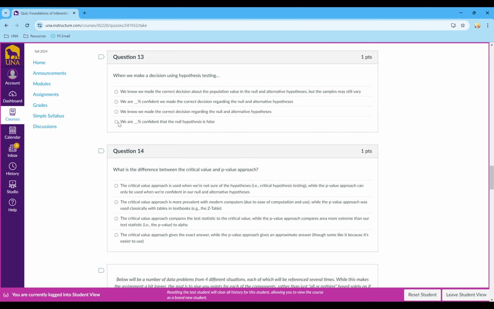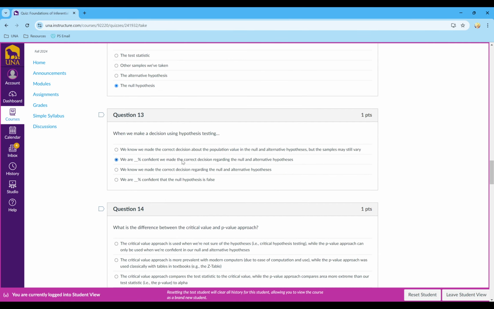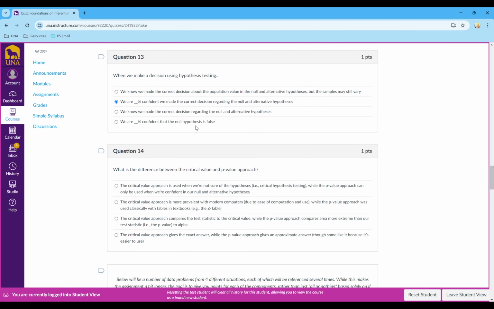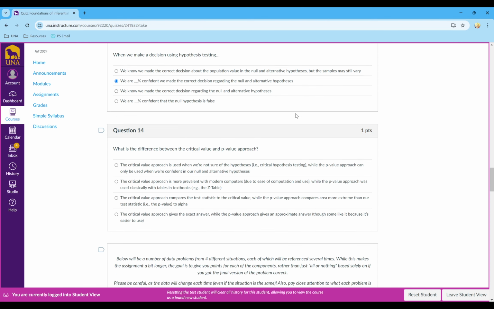The null hypothesis is false. Well, no, I don't like that. Made the correct decision regarding the null. Yeah, so I think this one's going to be the direction we go. The null hypothesis is false. Well, the null hypothesis is either false or true. So we're not blank confident the null is false. We're more making a decision regarding these comparable hypotheses. So that's the confidence we're more speaking to here.